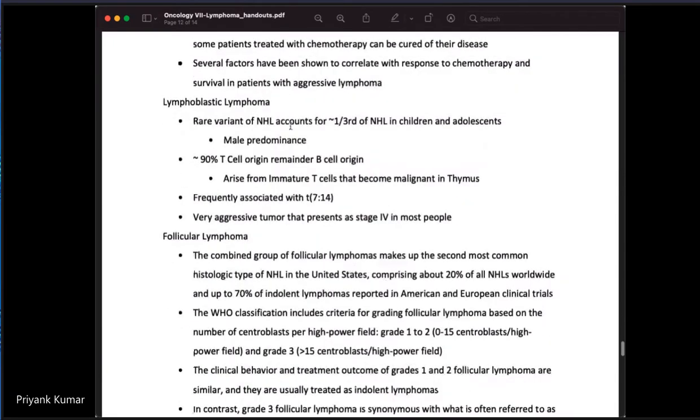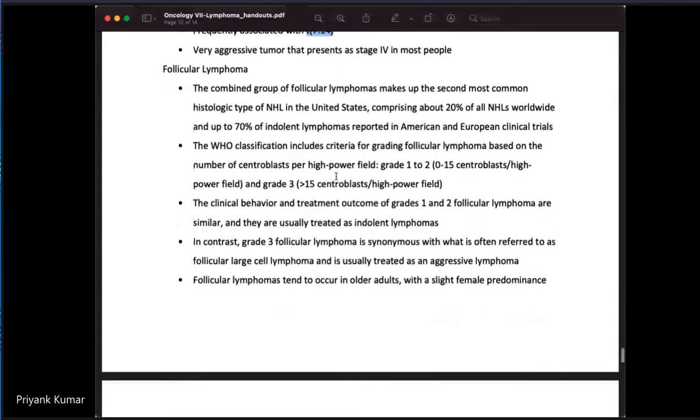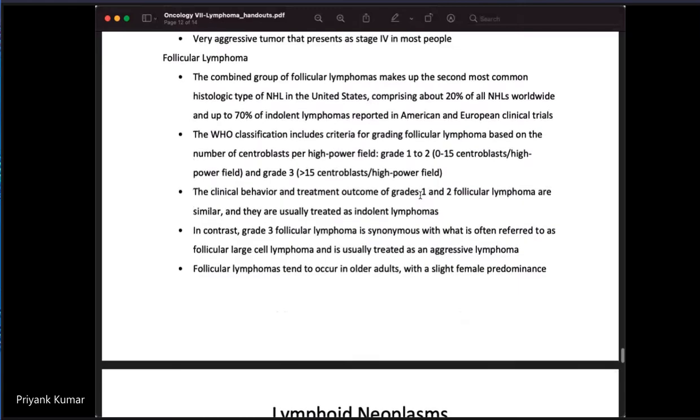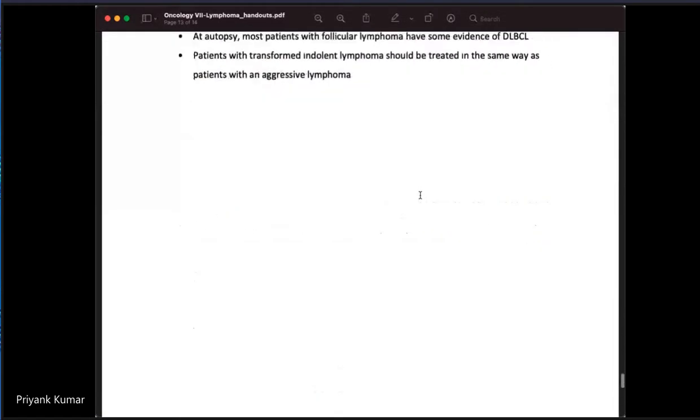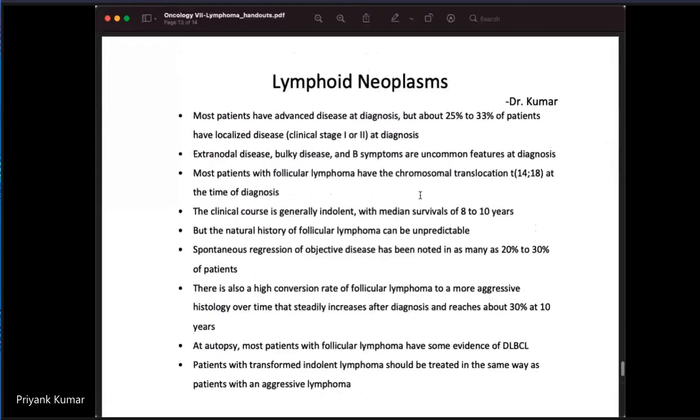Okay, now moving on to lymphoblastic lymphoma. It's a rare variant of non-Hodgkin lymphoma, with male predominance, frequently associated with T714 mutation. Okay, follicular lymphoma, we already discussed it. It is associated with T1418 mutations. Okay, translocation mutation.